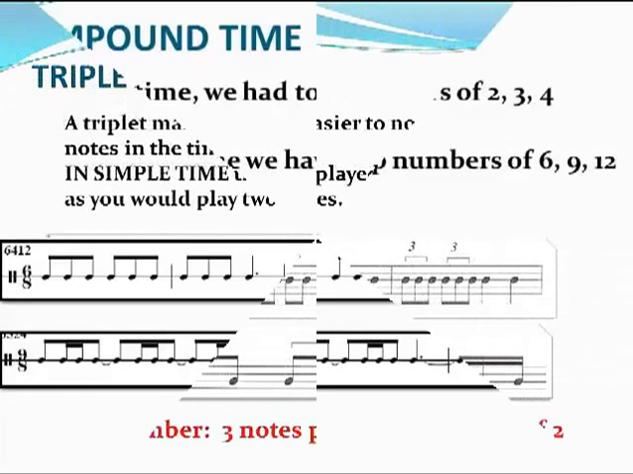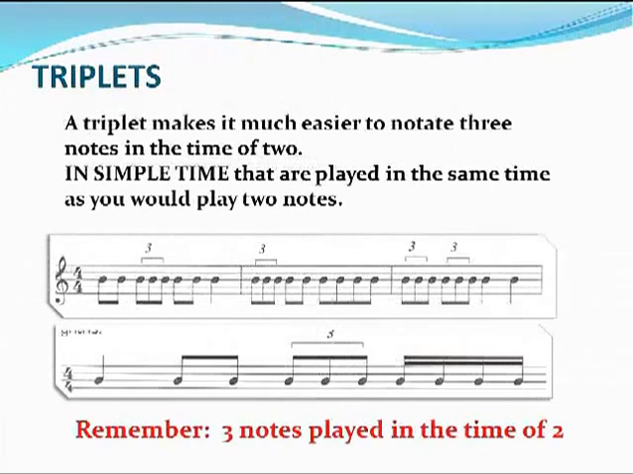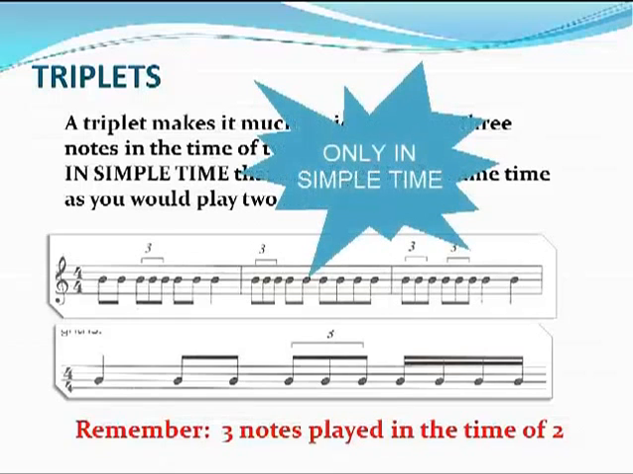I'm sure you've all seen and played triplets in your music. A triplet is simply 3 notes that you're playing in the time of 2. We only see triplets in simple time. Let me play for you the first example in 4/4 time.